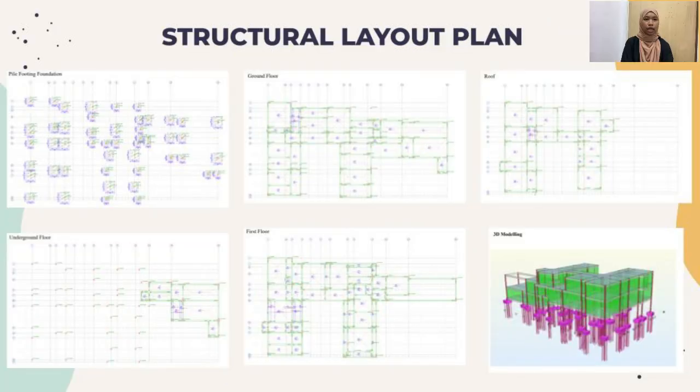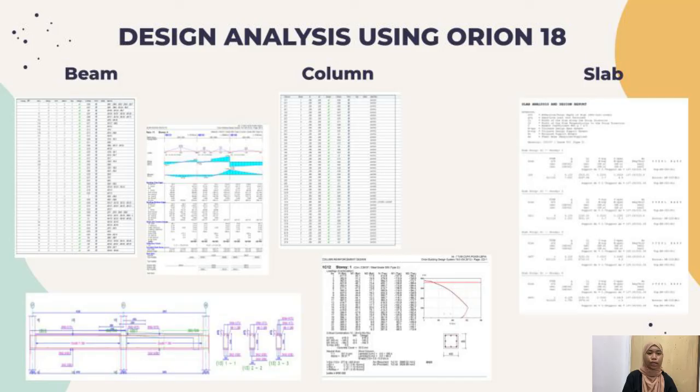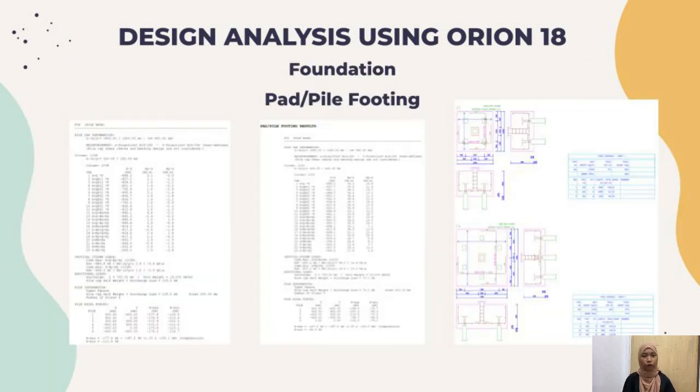This is the structural outline for the pile footing foundation, underground floor, ground floor, first floor, roof, and also the 3D model of the building. Next is the design analysis of beam, column, and slab using Orion 18. We can generate whether the proposed dimensions of slab, columns, and beams are suitable enough to carry the load from the structural building. It also generates the detailing for the beam. Foundations, either pad or pile footing, can also be designed using Orion 18.